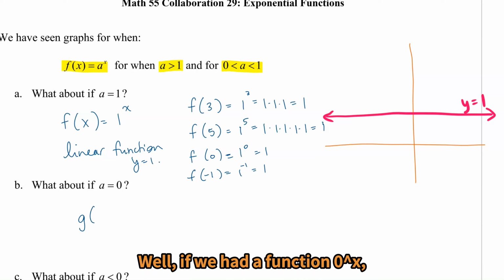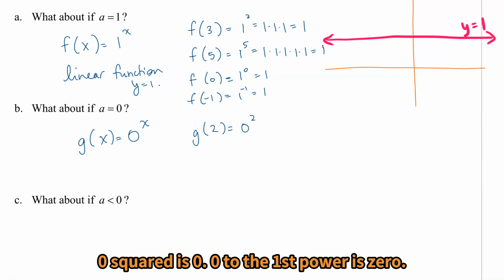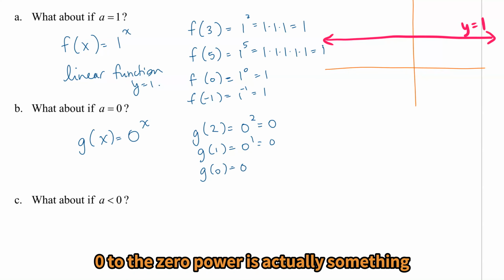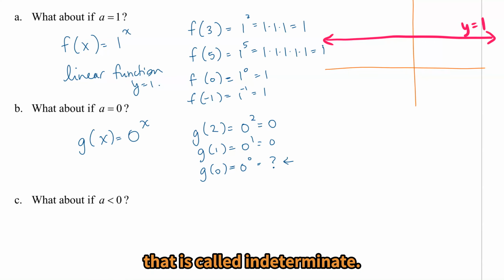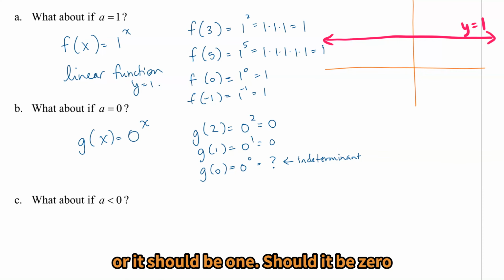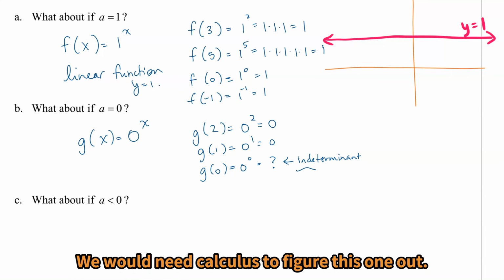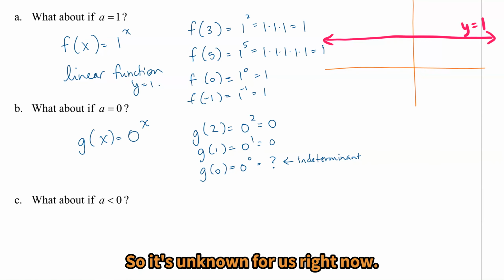Well, if we had a function 0 to the power x, starting out, we'll do 2. 0 squared is 0. 0 to the first power is 0. 0 to the 0 power is actually something that is called indeterminate. We can't decide whether this should be 0 or it should be 1. Should it be 0 because the base is 0, or should it be 1 because the exponent is 0? We would need calculus to figure this one out. So it's unknown for us right now.